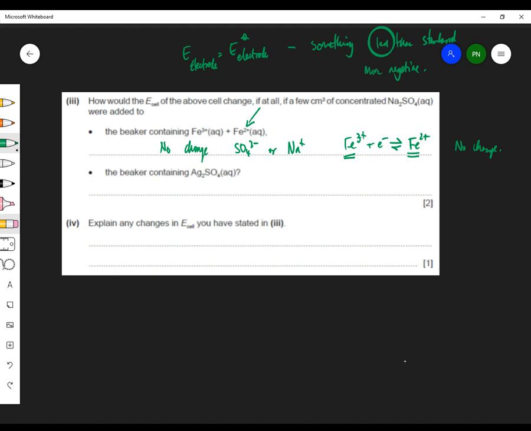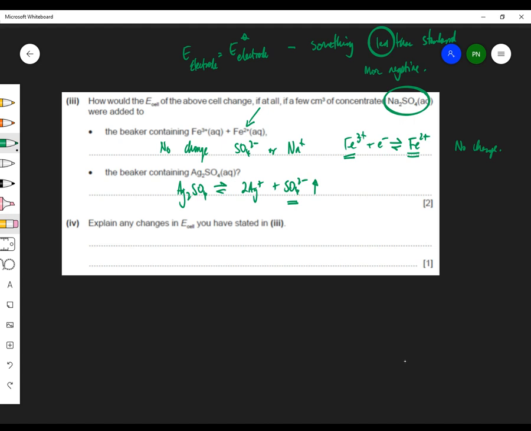All right, but if I add it to this one, now if you remember, Ag2SO4 gives me 2 Ag+ and a sulfate ion. If I add concentrated sodium sulfate, now the concentration of this goes up.